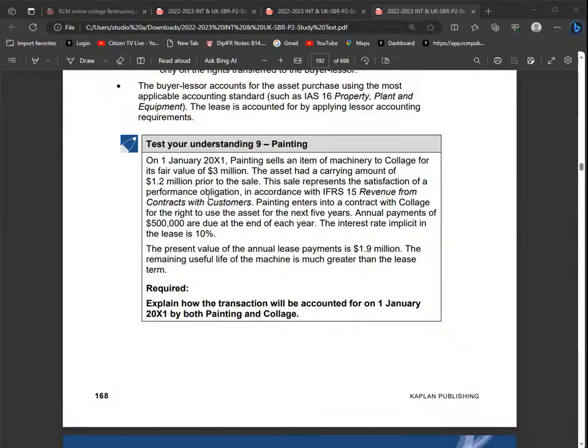Painting enters into a contract with College for the right to use the asset for the next 5 years. Annual payments of $500,000 are due at the end of each year. The interest rate implicit in the lease is 10%. The present value of the annual lease payment is 1.9 million. Already they have been able to discount for you. The remaining useful life of the machine is much greater than the lease term.